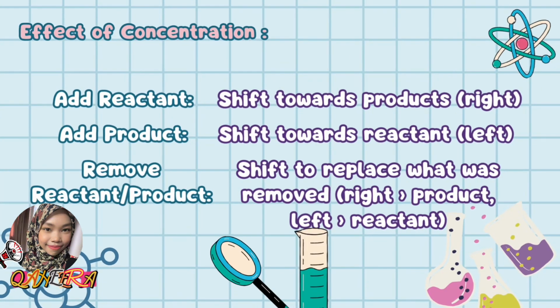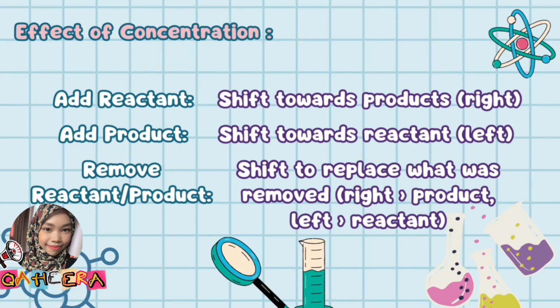Effect of changes. If the concentration of a reactant or product is changed, the equilibrium will shift to oppose the change. Adding reactants, equilibrium shifts to the right, which is towards products. Adding products, equilibrium shifts to the left, which is towards reactants. Removing reactants, shift to the left, and removing products, shift to the right.